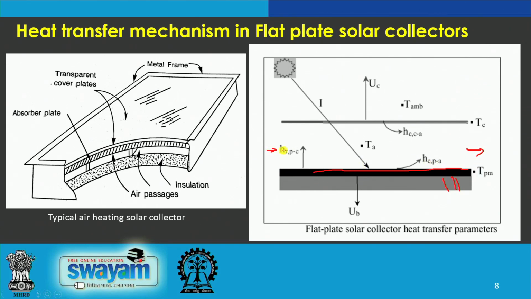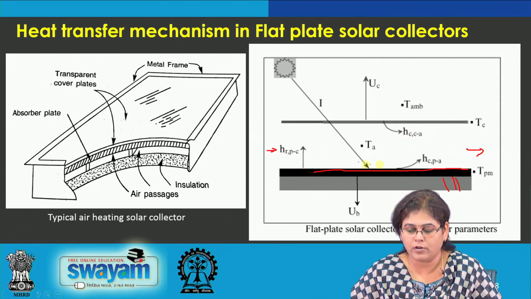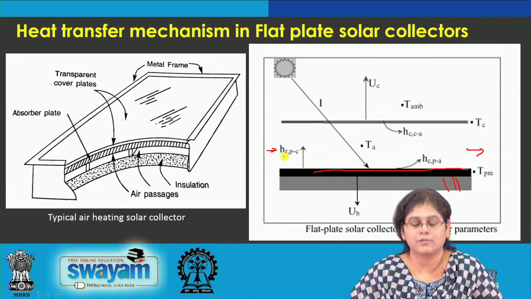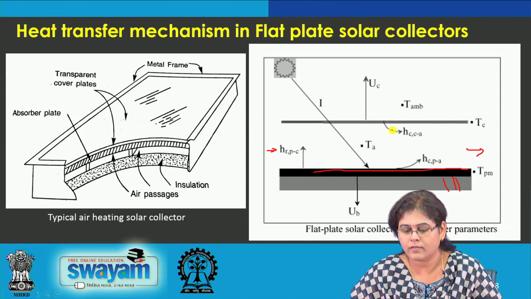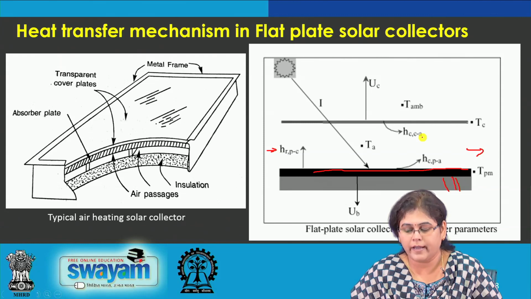Now, when this ambient air is passing above the collector, there will be convective heat transfer from the plate to the moving air. So, this h_cpa is the convective heat transfer coefficient between the absorber plate and the moving air, which is a very important parameter to analyze the performance of the flat plate collectors. Similarly, other heat transfer coefficients also play a significant role during this heat transfer mechanism inside the collector. h_rpc stands for radiative heat transfer from the plate to the cover glass. h_cca is the heat transfer coefficient from the cover glass to the moving air.